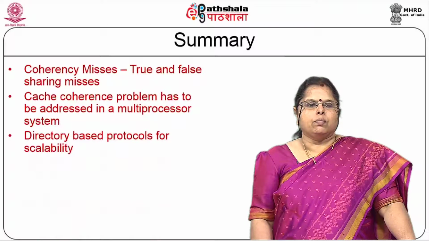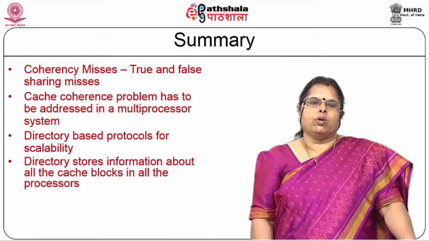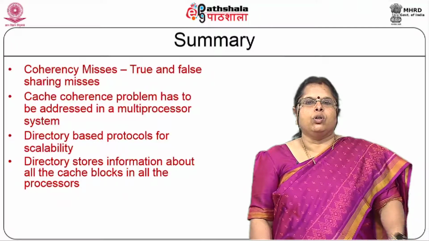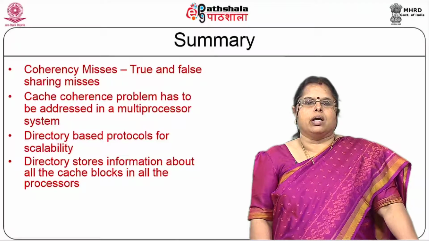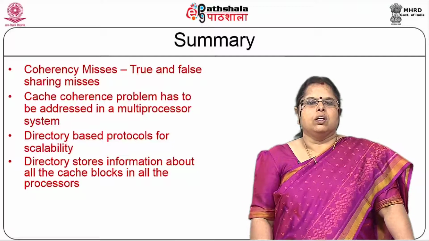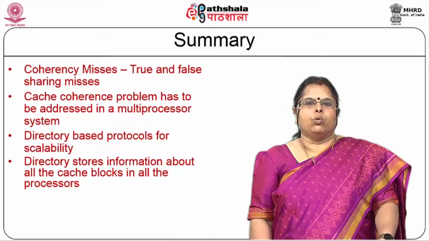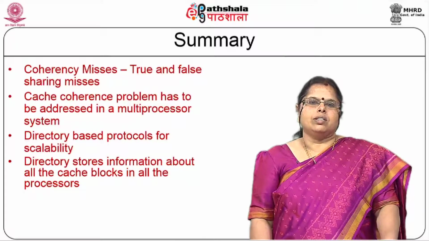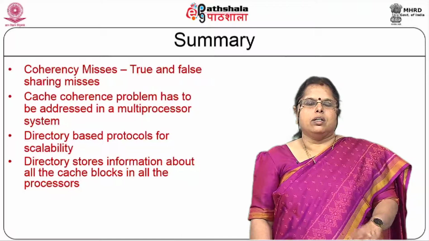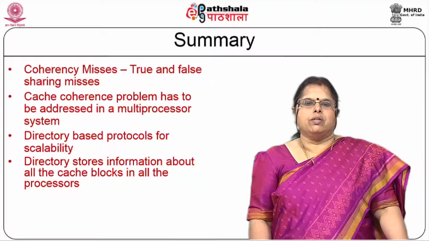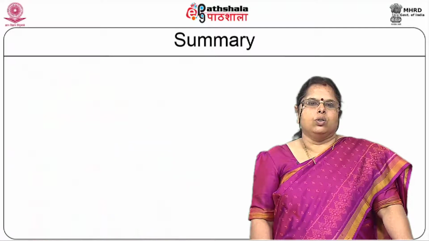We looked at the directory based protocol in detail. The directory based protocol helps overcome the scalability problem associated with the snoop based protocol, wherein the directory stores information about all the cache blocks in all the processors. So, the directory itself may become a bottleneck, because all requests will have to go to the directory first. In order to avoid that problem, the directory is normally split and stored across the various nodes, and the directory may be distributed, as I pointed out, in all the nodes.